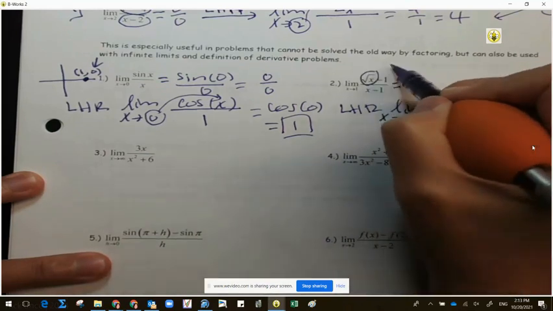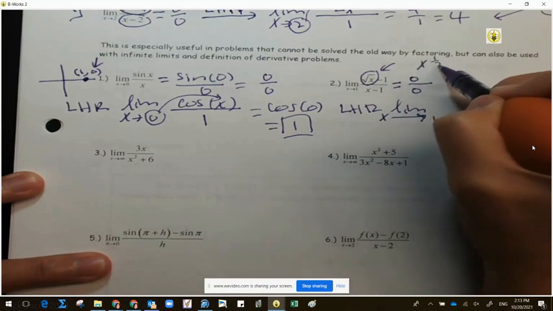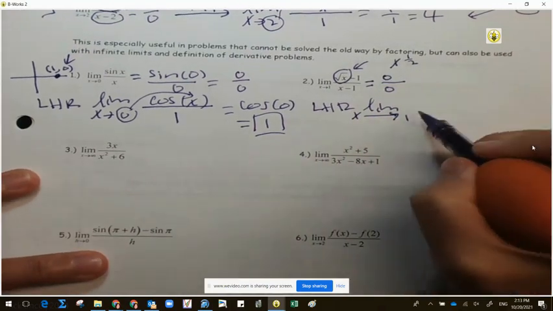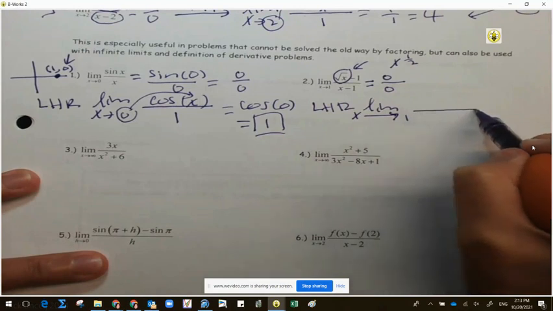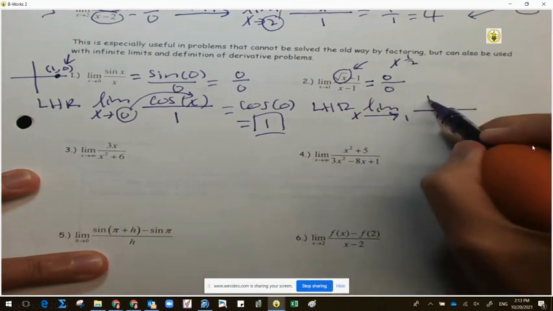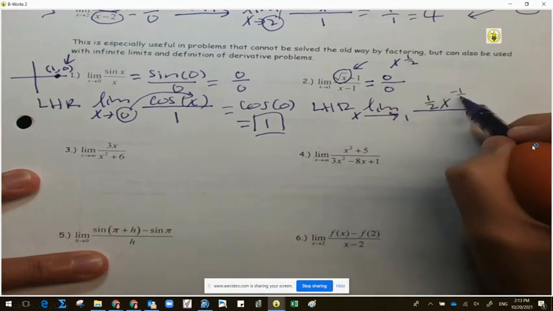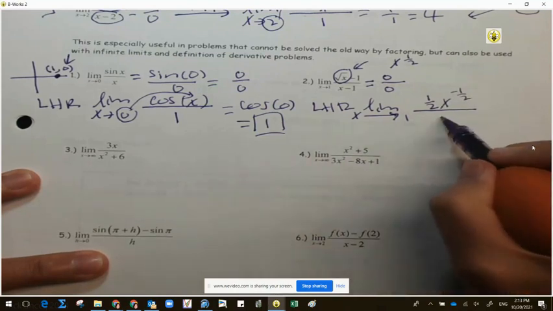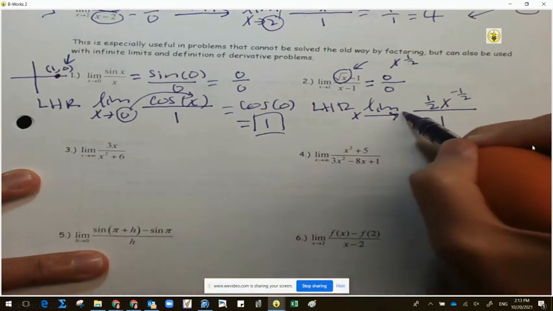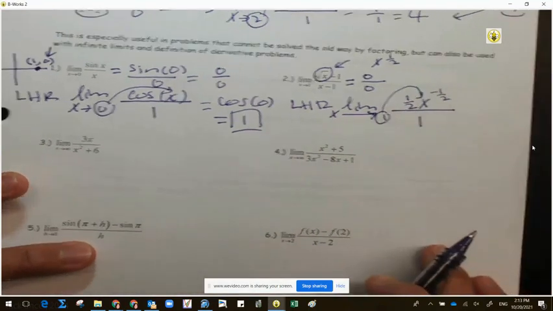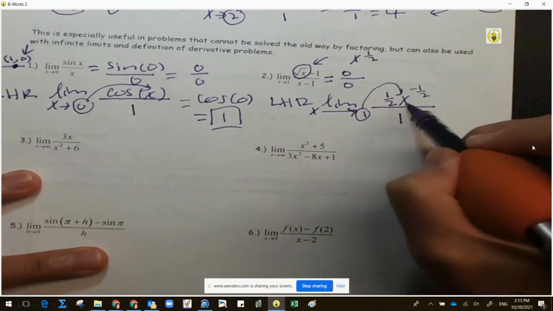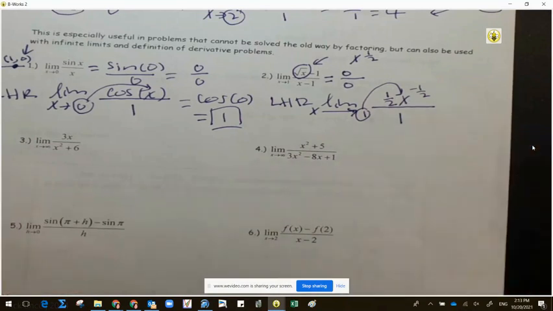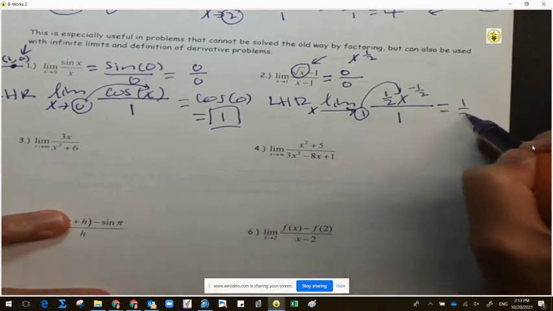And I want to rewrite this guy as x to the 1/2, so I can use the power rule. What is the derivative of x to the 1/2? 1/2 x to the negative 1/2. What is the derivative of the bottom then? 1. Now let's plug in the 1 into this x. If I have 1 as my base number, is that going to change that number? 1 on the top or the bottom? Doesn't matter. It's simply going to be 1/2. Done.